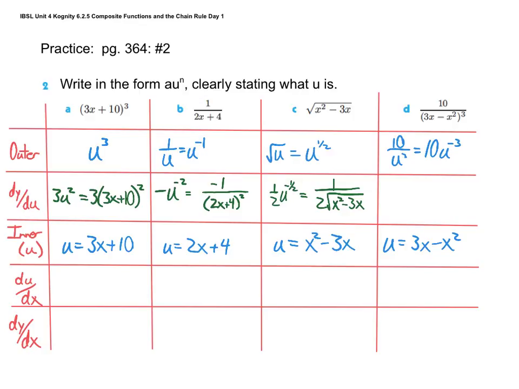And finally d, 10u to the negative 3. Negative 30 u to the negative 4. Yep, there we go. Negative 30 u to the negative 4. And again, I'm going to plug in u. So I have negative 30 over something to the 4th. And u is 3x minus x squared. Okay?